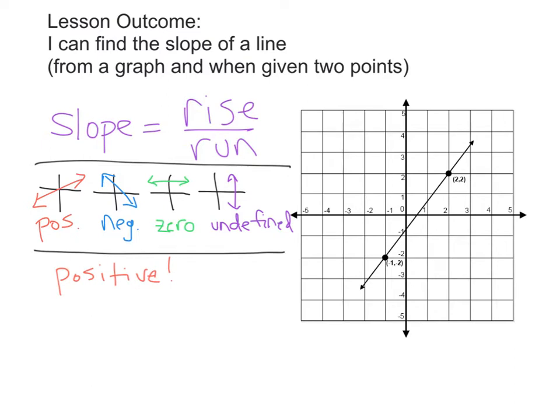In this case, we rise 1, 2, 3, 4 units. We're going 4 units up, so +4. And then we're going 1, 2, 3 units to the right to get to that point right there. That's also +3. So positive over a positive will become positive, which is good because it's supposed to be a positive slope. So our slope in this situation is 4/3.